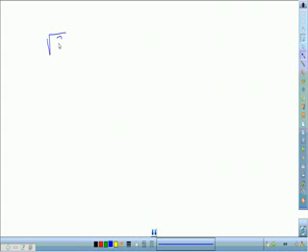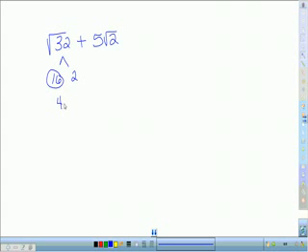The fourth one was the square root of 32 plus 5 square root of 2. So again, I'm going to do a factor tree. 32 is 16 times 2. The square root of 16 is 4, so that's 4 square root of 2 plus 5 square root of 2. And now these simplify. 4 plus 5 is 9, so the answer is 9 square root of 2.